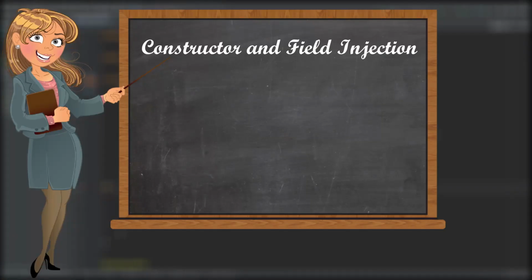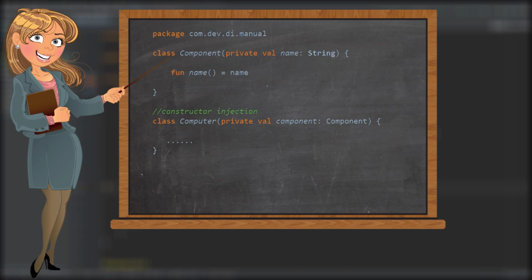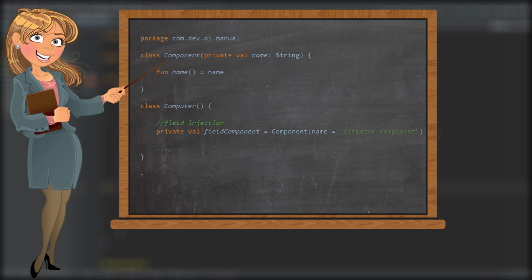There are two approaches of the dependency injection pattern. The first one is constructor injection. You inject dependencies in the constructor, as shown in the previous example. The second one is field injection.